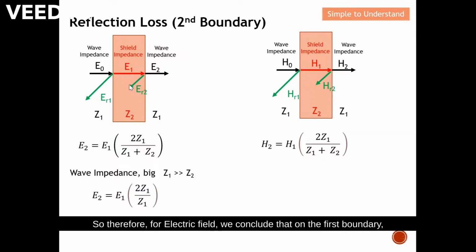So therefore, for electric field, we conclude that on the first boundary, most of them will be reflected back. When they penetrate through the shield, most of them will be able to penetrate through the second boundary. And as a result, E1 is almost the same as E2.